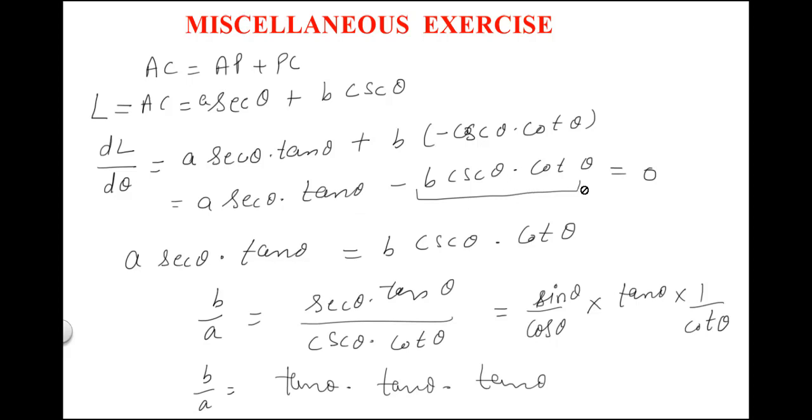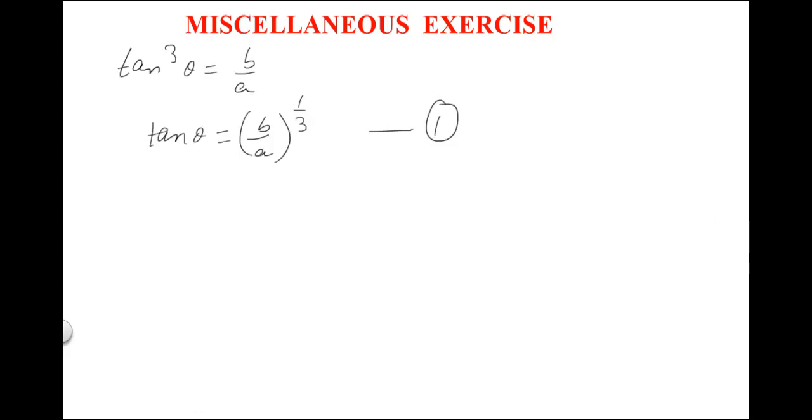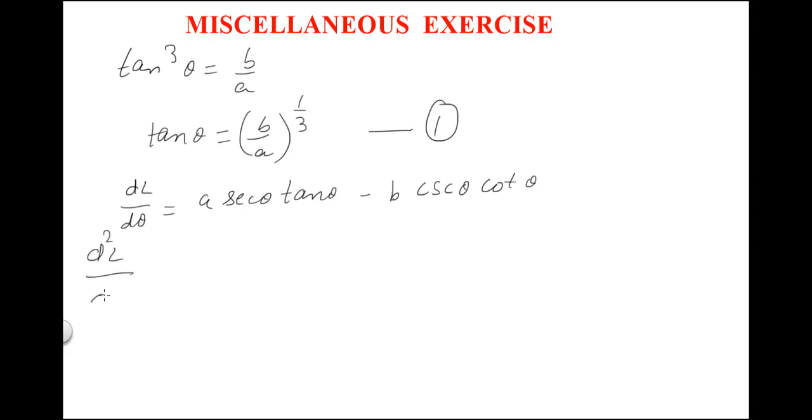Let us differentiate it again, because we have to prove the second order derivative as greater than 0, because we want the minimum value. We have to minimize the function. So let us just do that. So our dl by d theta was equal to a secant theta tan theta minus b cosec theta into cot theta. Differentiating it again with respect to theta, we can see we have two functions. So we'll use product rule.